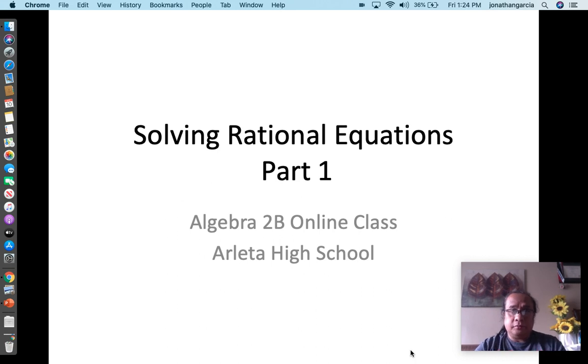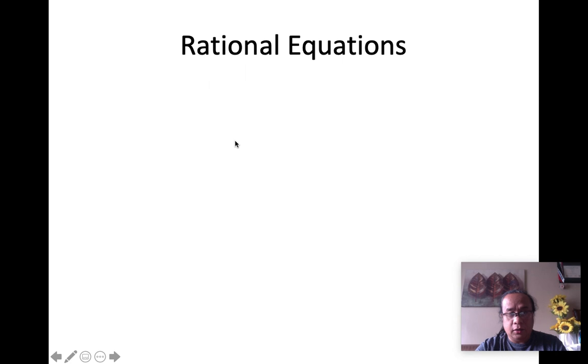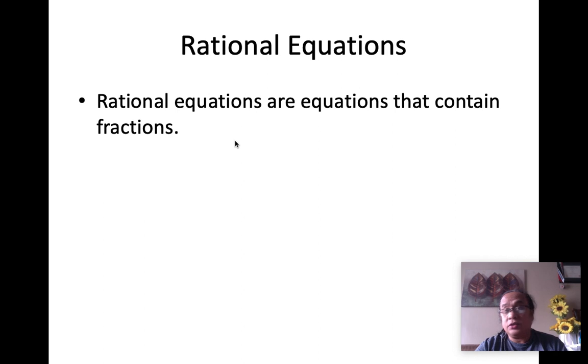Hello guys. So this is our first lesson for Algebra 2B, which is all about solving rational equations. I split it into two parts, so this is just part one. So what are rational equations? Rational equations are equations that contain fractions.